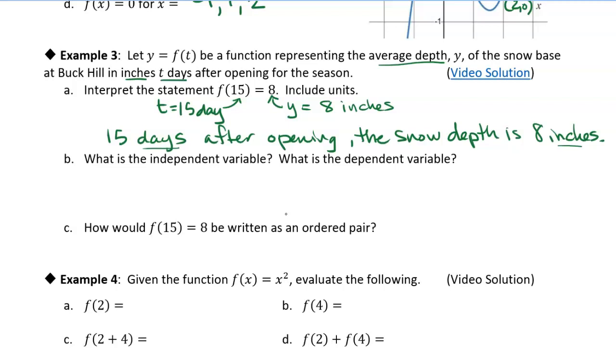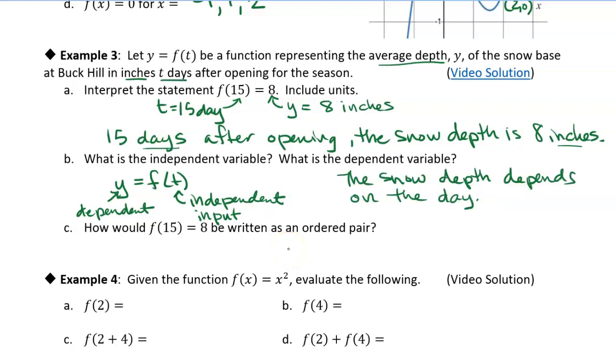All right. What is the independent variable, and what is the dependent variable? We have y equals f of t, right? And this t is the independent variable. It's the input, right? Input is the independent variable, because we can vary that independently, and then the output depends on the input. So this is dependent, right? So we can say that the snow depth depends on the day.